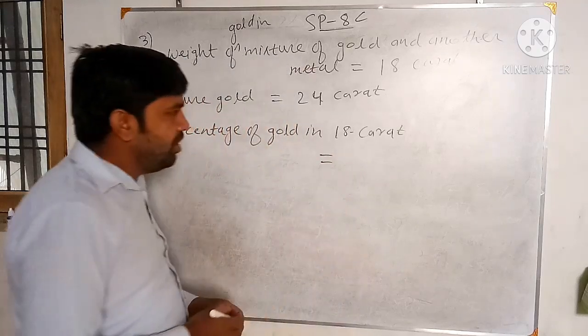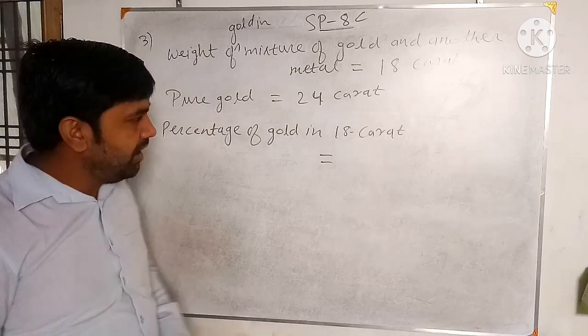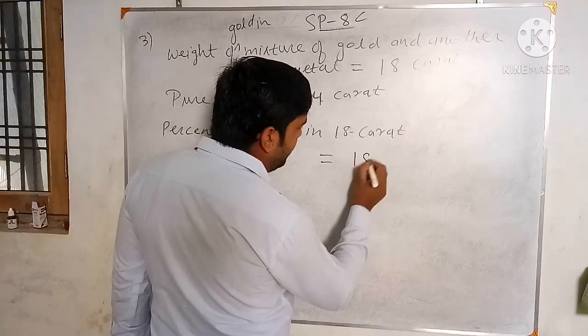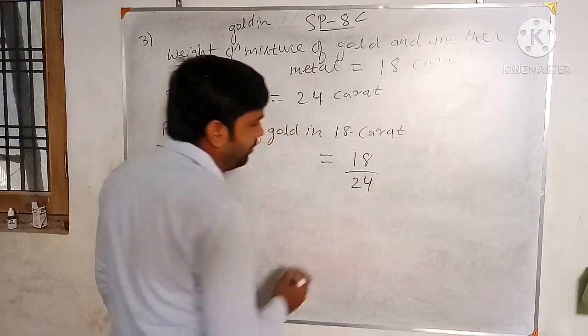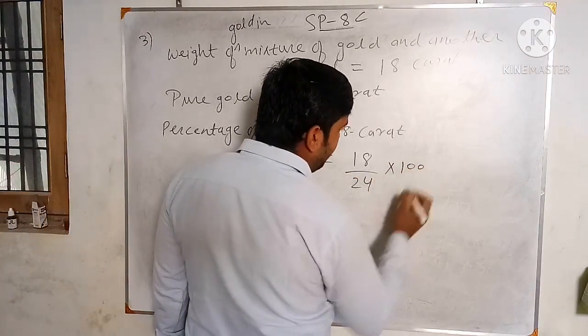So 18 carat is not pure gold. So what is the percentage of pure gold in this 18 carat mixture? Pure gold is 24 carat. So 18 out of 24. 24 is the pure gold. So 18 by 24 into 100 is the percentage.